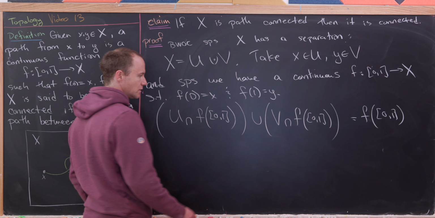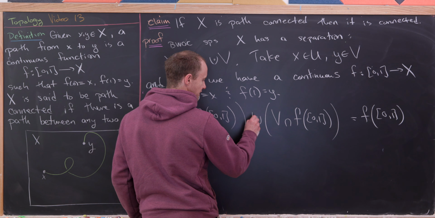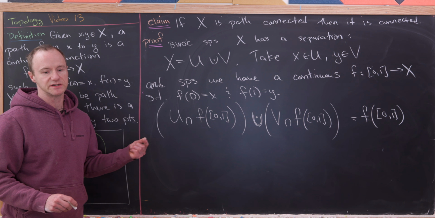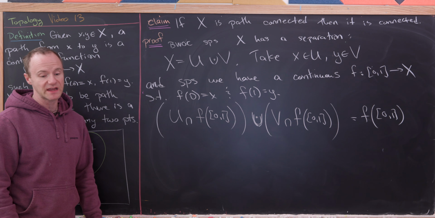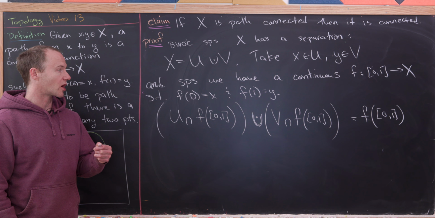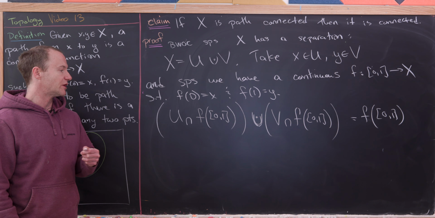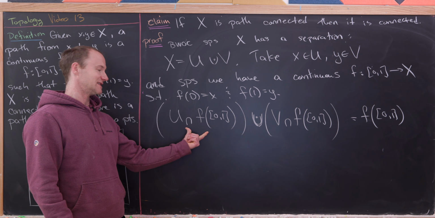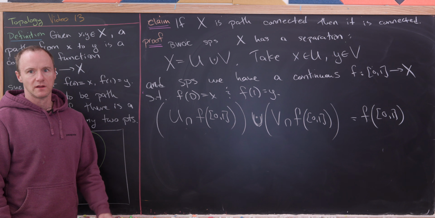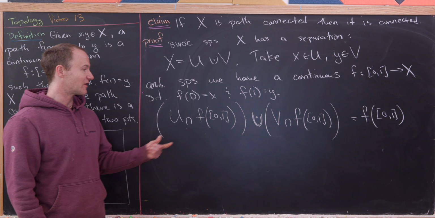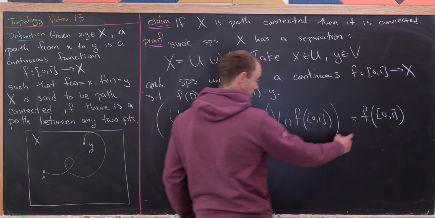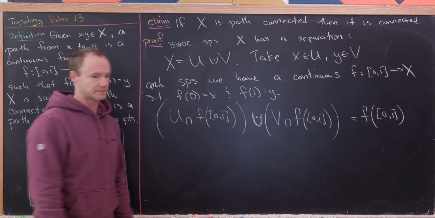But then let's also note that this is a disjoint union, so I can put a little dot here, and it's a disjoint union because those clearly don't overlap, because U and V don't overlap. Let's also observe that both are non-empty. And we know both are non-empty because x is inside of this left one and y is inside of that right one. Then let's also notice that they're both open in the subspace topology applied to this image.